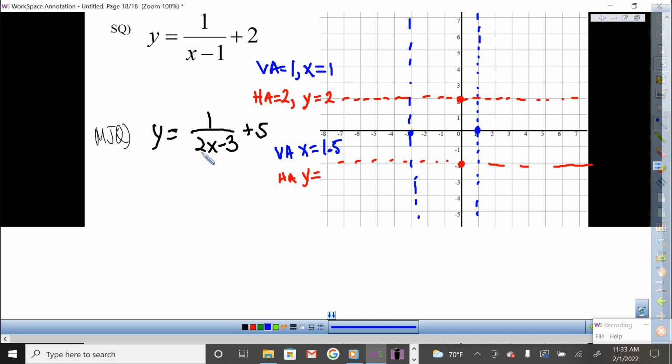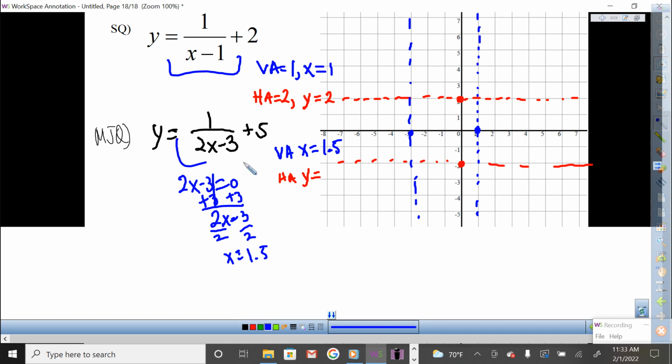For these, the vertical asymptote is not as obvious because now we have this 2. We set it equal to 0 and we solve. Plus 3, plus 3, 2x equals 3, divide by 2, x equals 1.5. So whenever you have something that has a coefficient, set it equal to 0 and then solve for x. Am I making myself clear? This one is not as obvious because now we have this 2 right there.